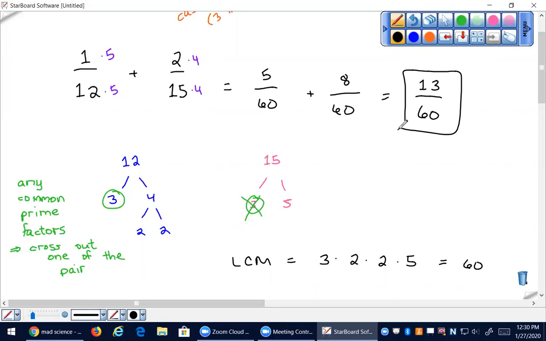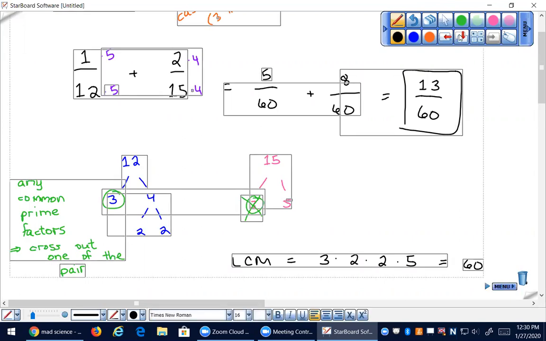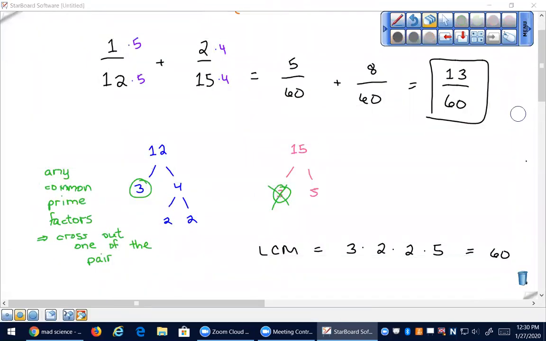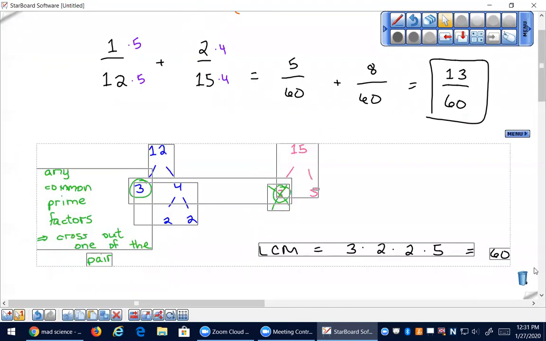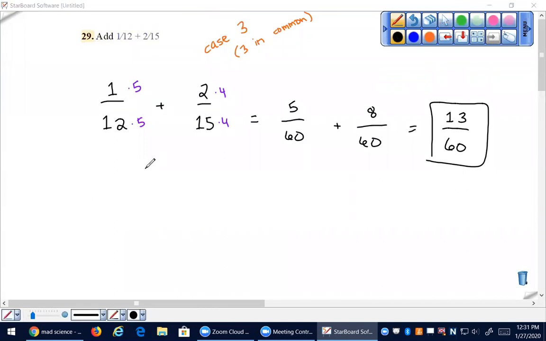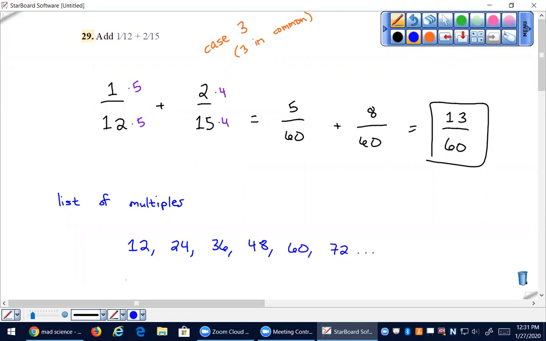Okay, that was a little confusing. Let's do another one. Should I make the list of multiples since I said it out loud? Is it good to have it on the screen also? Yeah. There we go, 60 is on both lists.